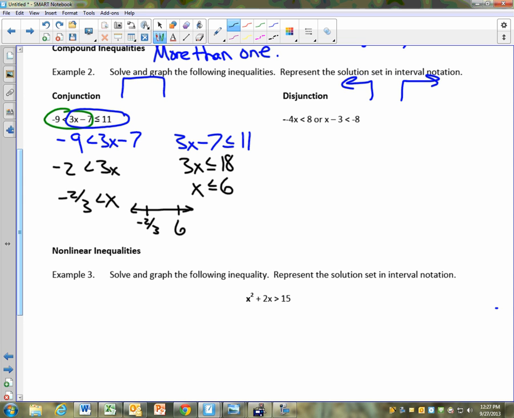Open or closed circle on the negative 2/3? Open or closed on 6? Closed. And if we graph x greater than negative 2/3, it will go to the right. And x less than or equal to 6, it will go to the left. And you can see that they do in fact meet in the middle. So that is our graphical representation of the problem.